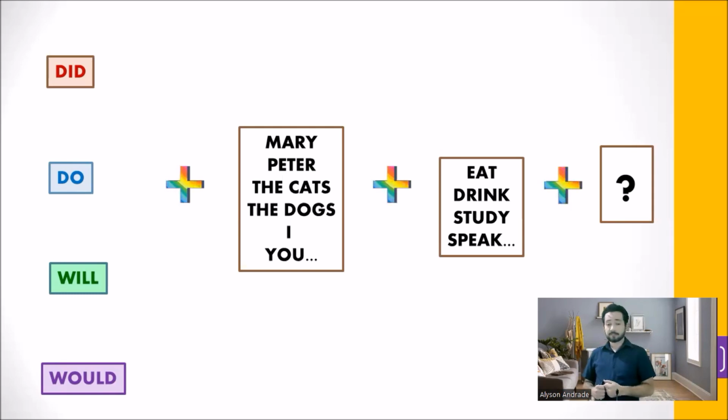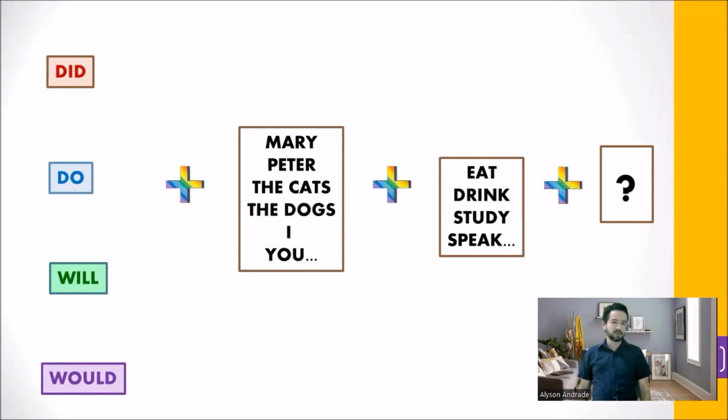Future. Will the cats drink milk? Will indicates future. Question in the future. Will the cats drink milk? Os gatos beberão ou vão beber leite? Conditional. Would the dogs eat meat? Os cachorros comeriam, doubt, né? Meat, carne.